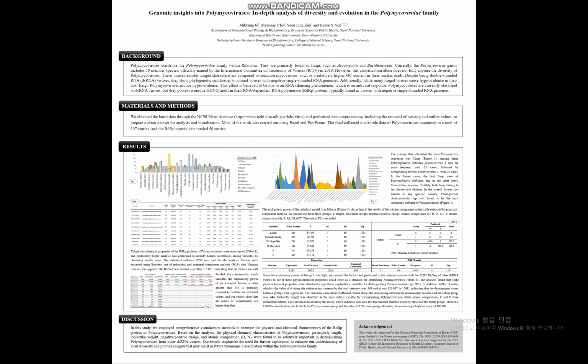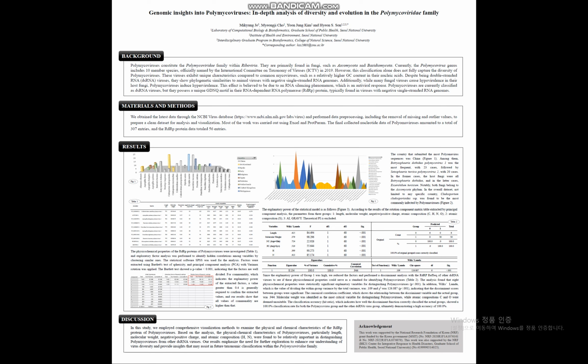Wilks' lambda was 0.109 and chi-square was 126.087, showing significant discriminant scores between groups. The canonical correlation coefficient, indicating the relationship between the discriminant variable and the actual group, was 0.944.